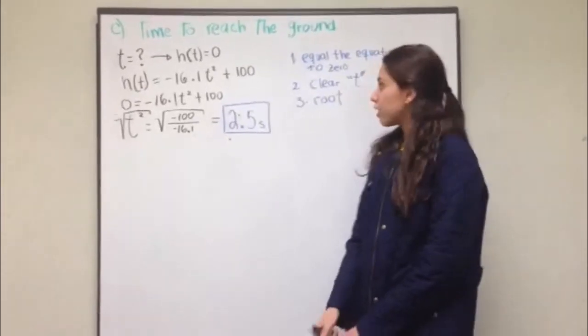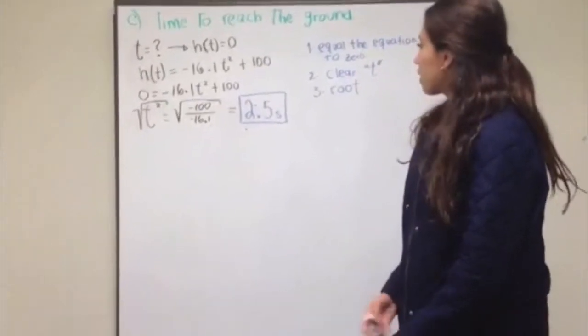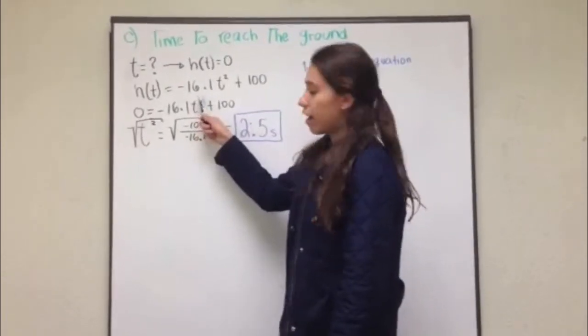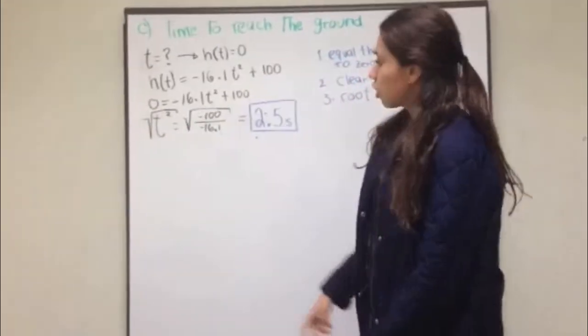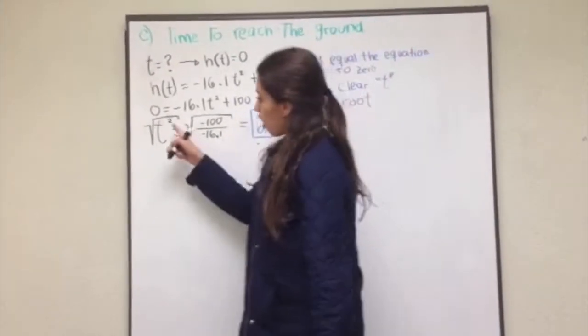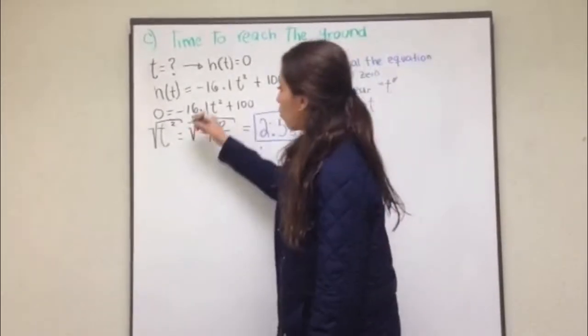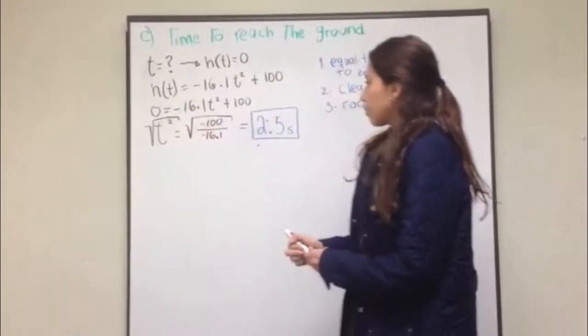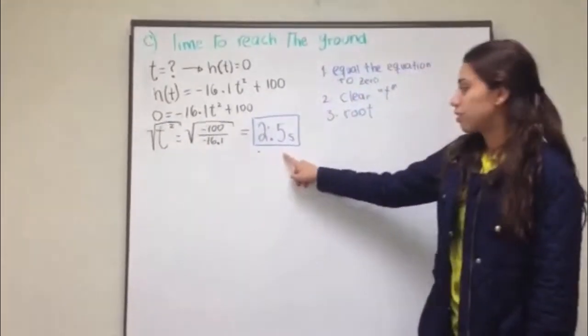I'm going to explain how to find the time to reach the ground. First, we need to set the function that we found in the first exercise equal to 0. Then we need to clear the t, but it's squared, so we have to take out the square. We put a root, and the square goes away. Then we solve this root, and the answer is 2.5 seconds.